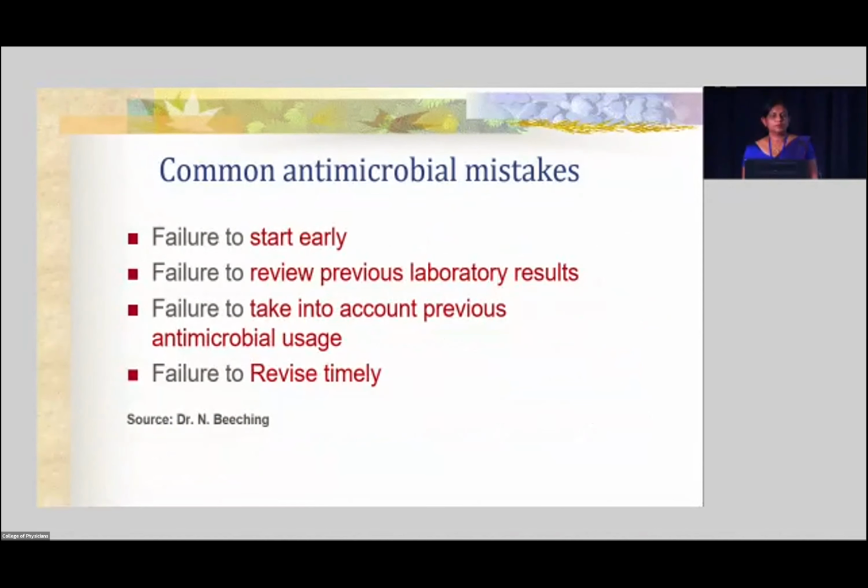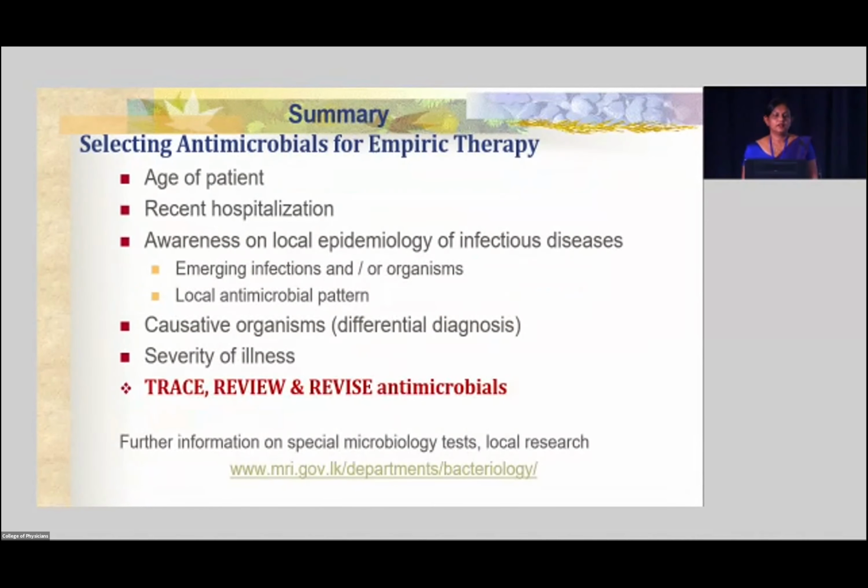These are the common antimicrobial mistakes: failure to start early, failure to review previous lab results, failure to take into account previous antimicrobial usage, and failure to revise in time. So the last slide. This is the checklist for selecting antimicrobials for empiric therapy. You have to look at the age of your patient, recent hospitalization, and you have to have an awareness of local epidemiology of infectious diseases like emerging infections and organisms, and the local antimicrobial pattern. Then the likely organisms and the severity of illness. And always trace the microbiology reports. You review your antimicrobials and revise the antimicrobials.